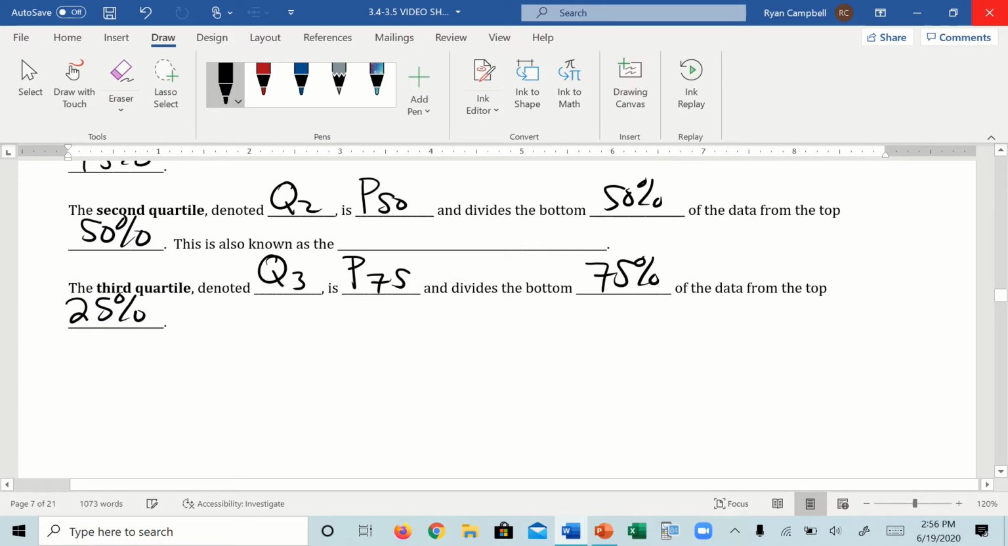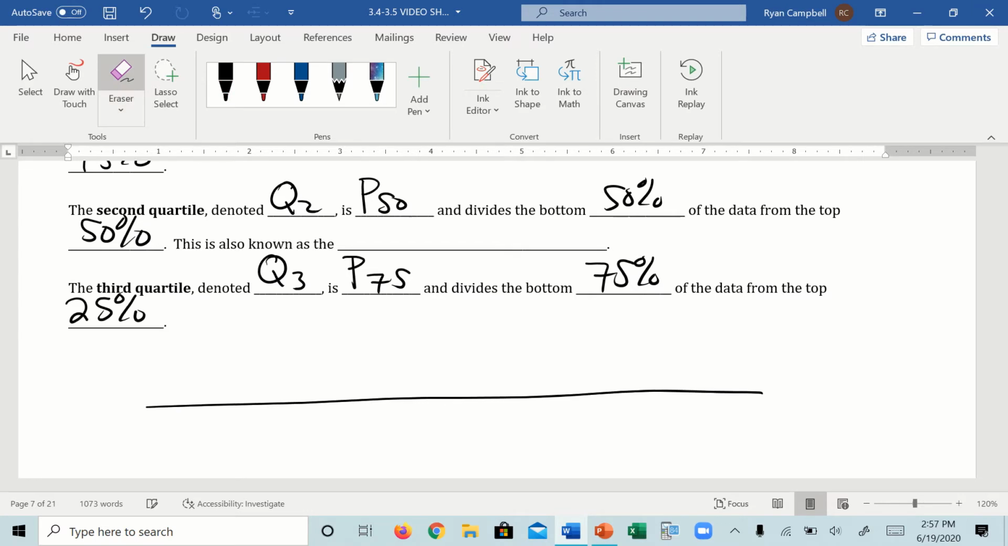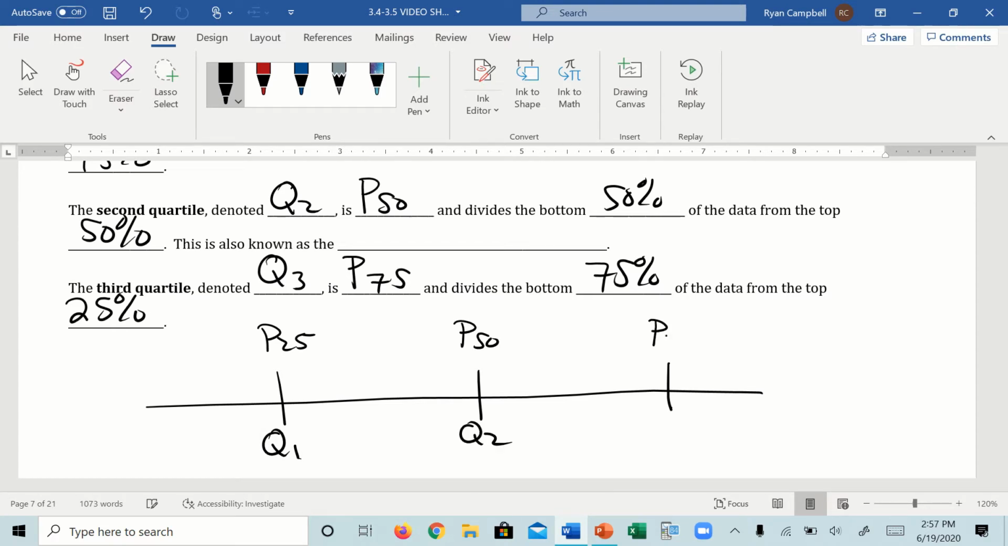So if we look at a line with all of our data, right? So if this line consists of all of our data, we can split up our data into 4 parts. P25 or Q1, P50 or Q2, and P75 or Q3.